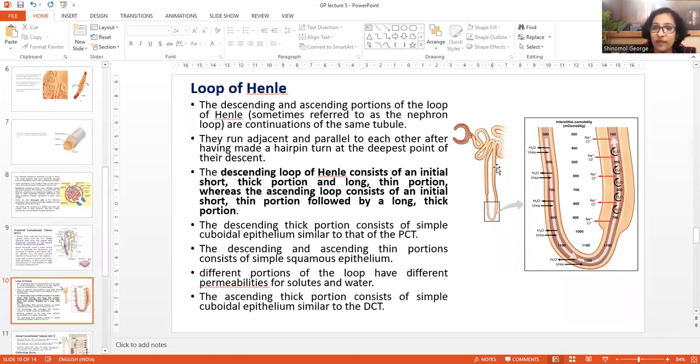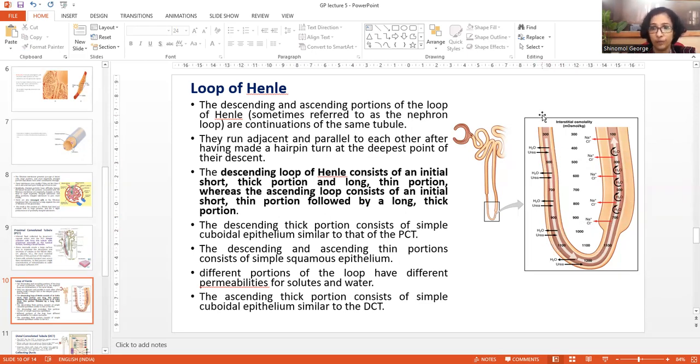Next is the loop of Henle. This is the loop of Henle. The descending and ascending portions of the loop of Henle are continuous parts of the same tubule. They run adjacent and parallel to each other after having made a hairpin turn at the deepest point of the descent. The descending loop of Henle consists of an initial short, thick portion and a long and thin portion, whereas the ascending loop of Henle consists of an initial short, thin portion followed by a long, thick portion.